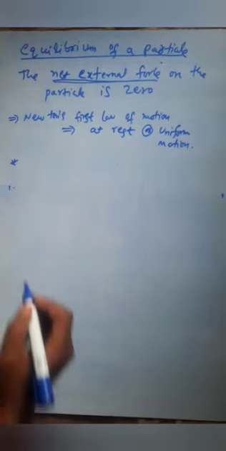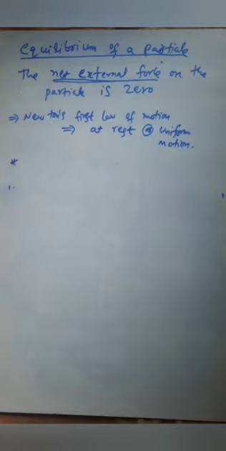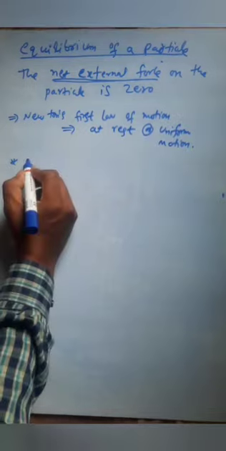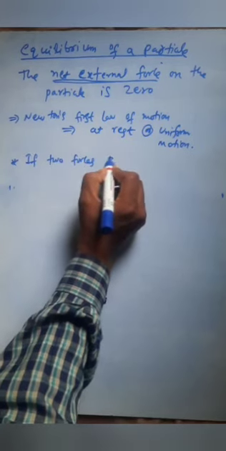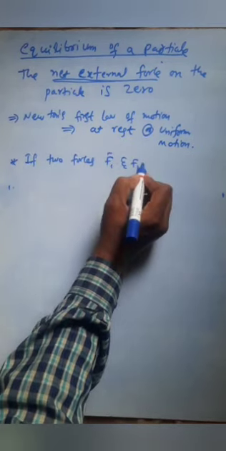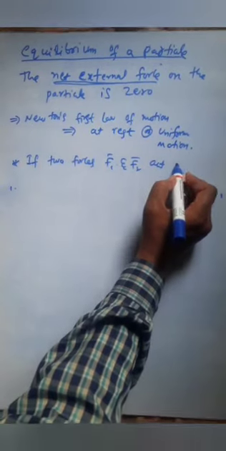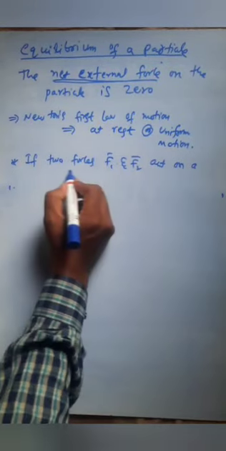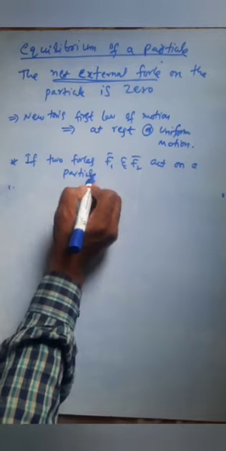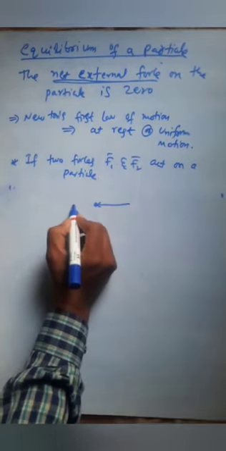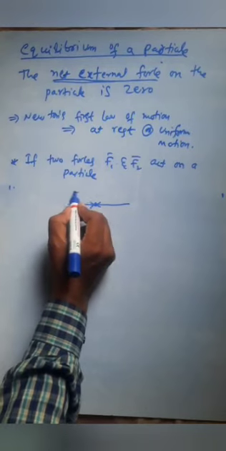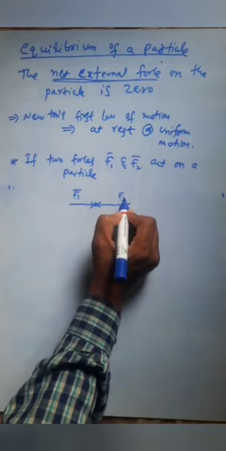Now I am taking two forces, F1 bar and F2 bar, acting on a particle. Here is the particle. I am taking one force like this and another force like this. It is F1 bar, it is F2 bar.